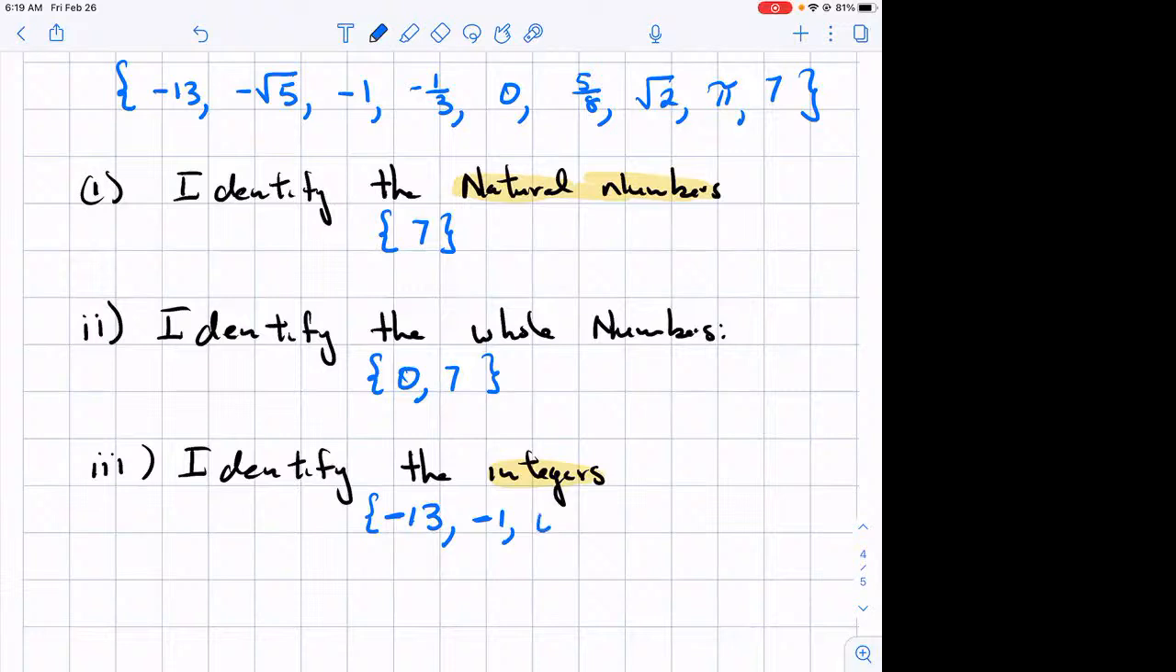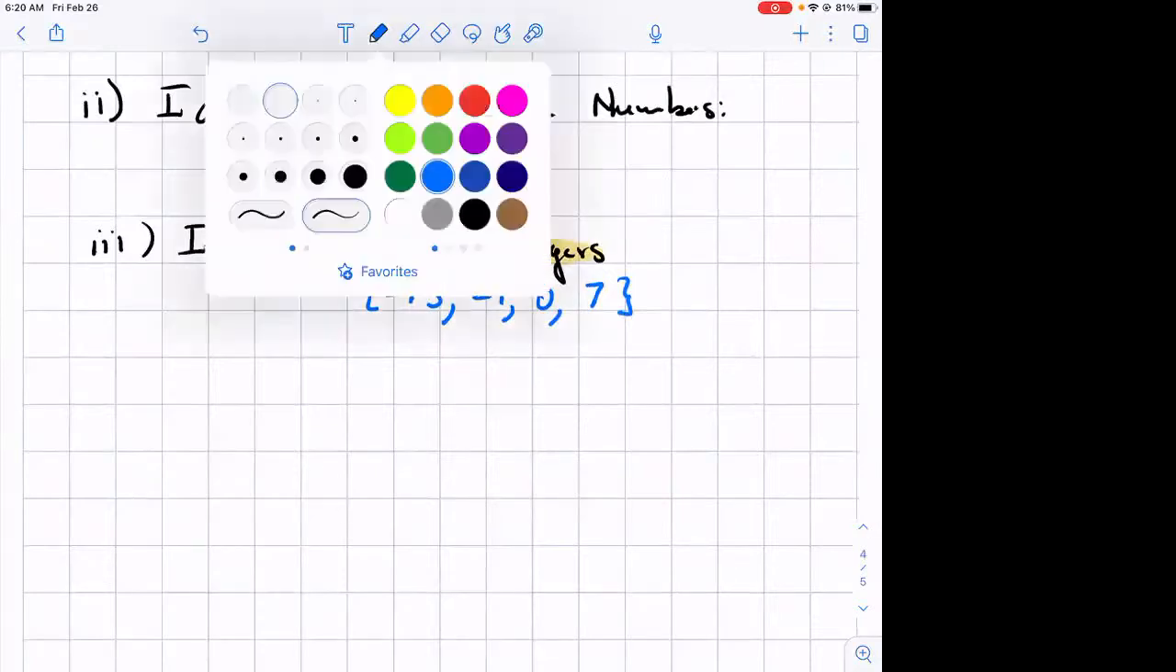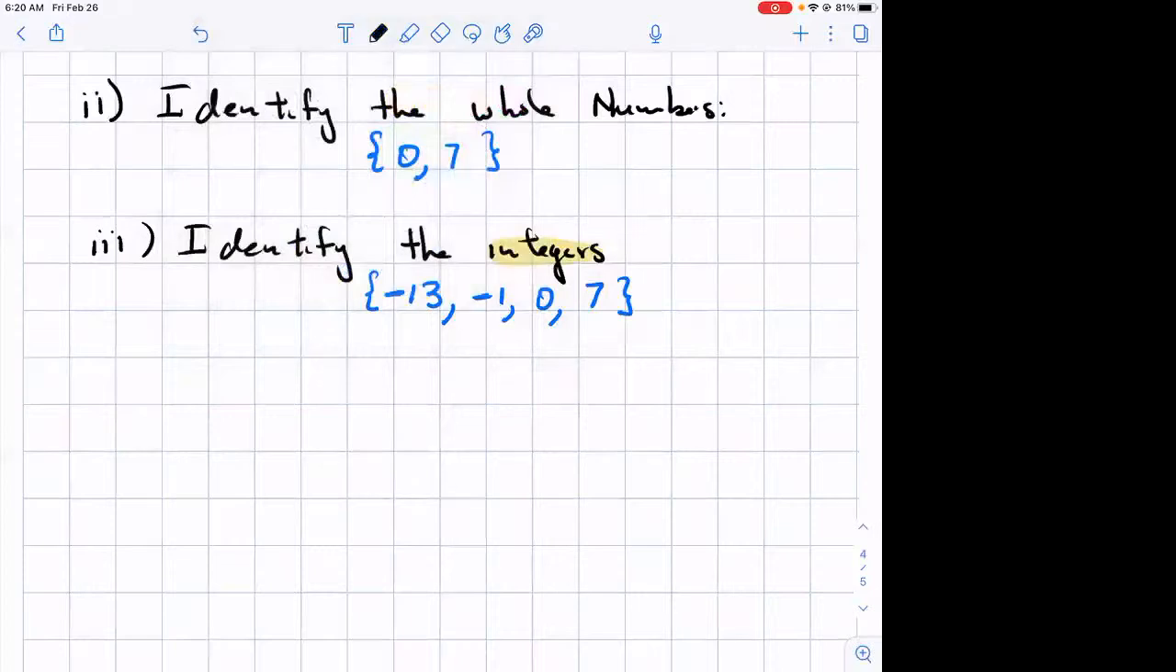Then we have 0. 5/8 is a fraction. Square root of 2 is some decimal. Pi is a decimal. And then we have 7. So these are my integers. Integers are whole numbers, could be positive, negative, including 0. What about the irrational numbers? Identify the irrational numbers.